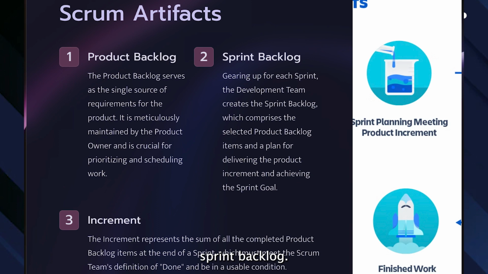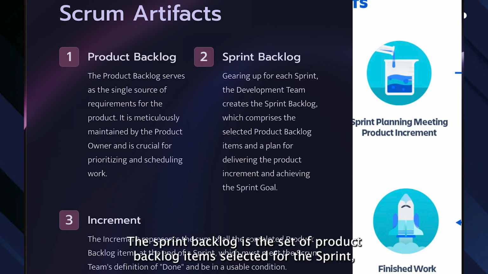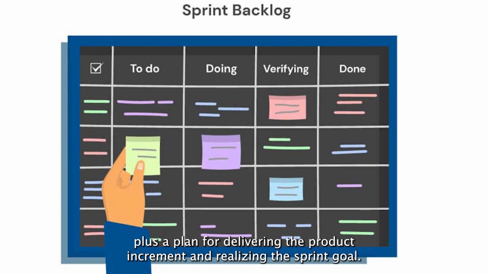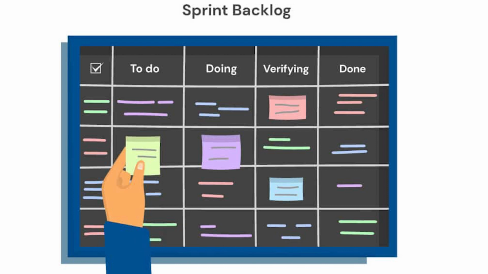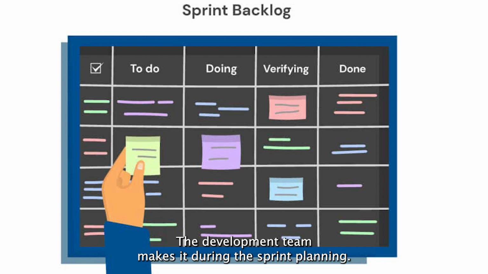Sprint backlog. The sprint backlog is the set of product backlog items selected for the sprint, plus a plan for delivering the product increment and realizing the sprint goal. The development team makes it during the sprint planning.